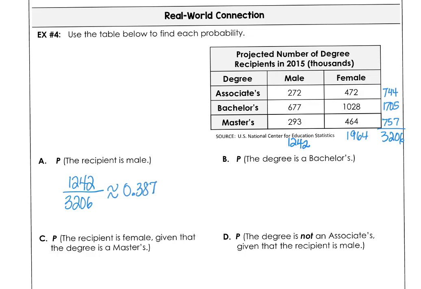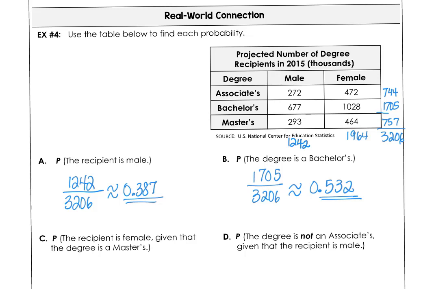For part B, the degree is a bachelor's degree. So on the bachelor's degree row, we have 1,705 people, and the probability that the person had a bachelor's degree would be 1,705 people out of the total 3,206. And we find about 53.2% of the people surveyed had a bachelor's degree.